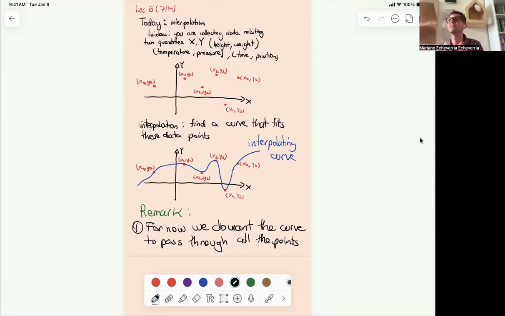Then we'll talk on Wednesday, Thursday, more about a least squares method, where you are minimizing some sort of error. But for now, the curve passes precisely through all of them.